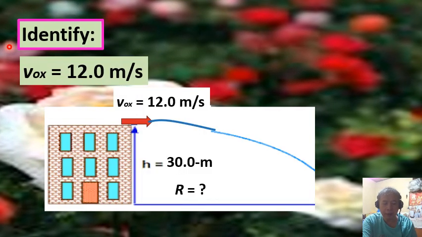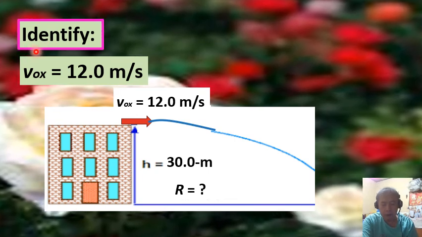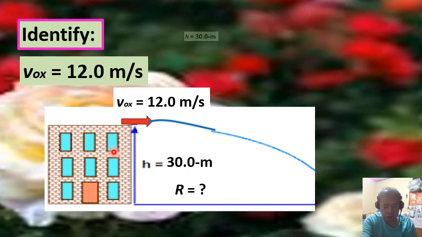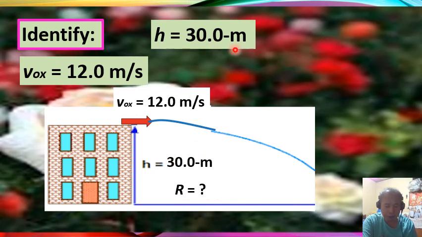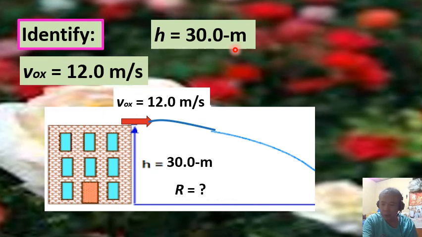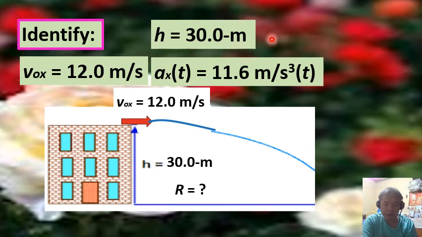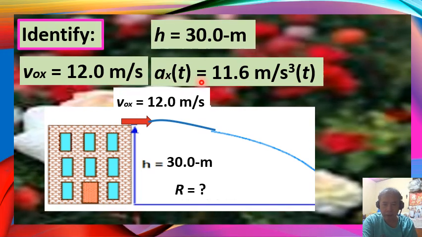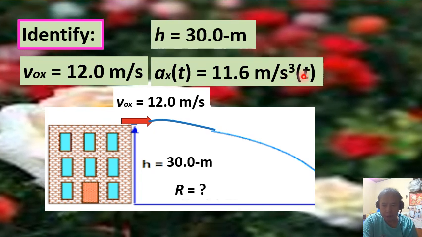Identifying the given and the unknown quantities, we have the initial horizontal velocity of the toy rocket, denoted by v naught x, equal to 12.0 meters per second, launched from the top of a tall building of height h equal to 30.0 meters. The rocket's engine produces a horizontal acceleration expressed as a sub x as a function of time equal to 11.6 meters per second cubed times t.